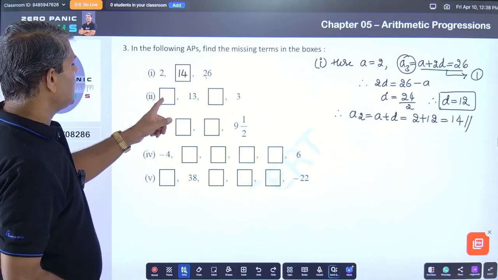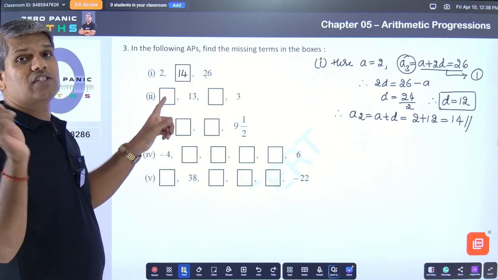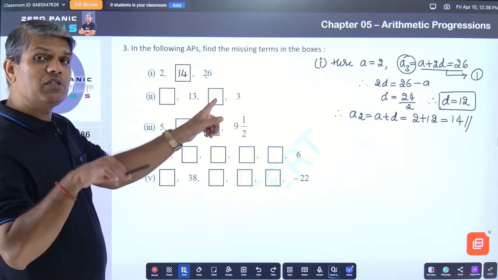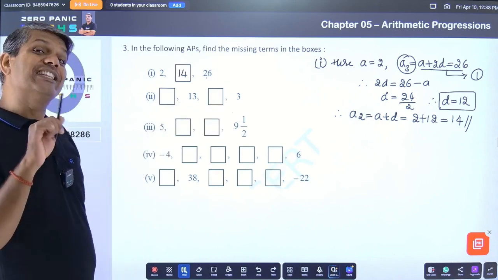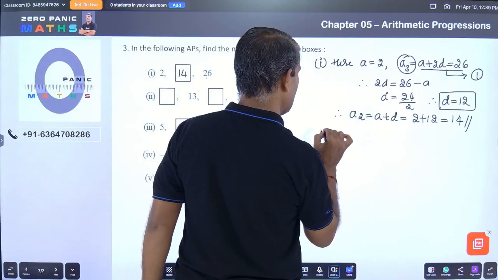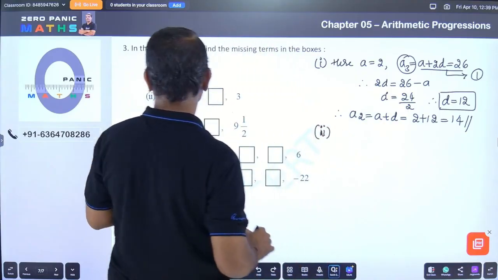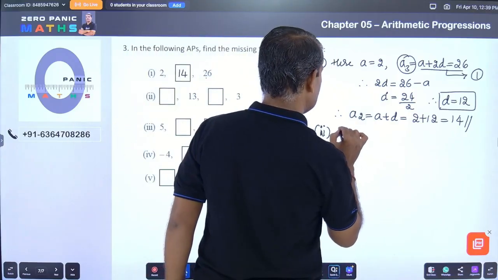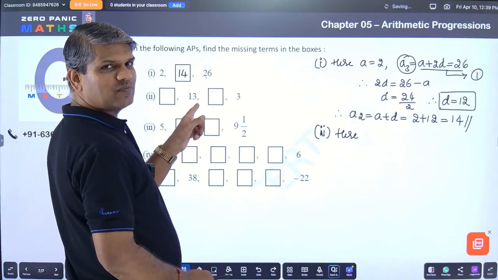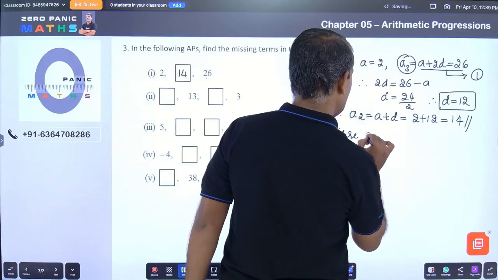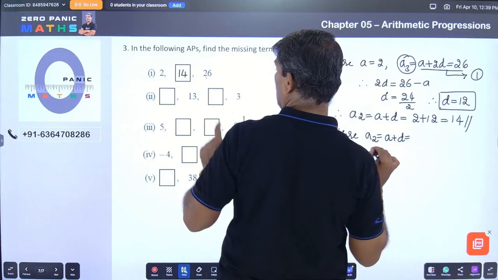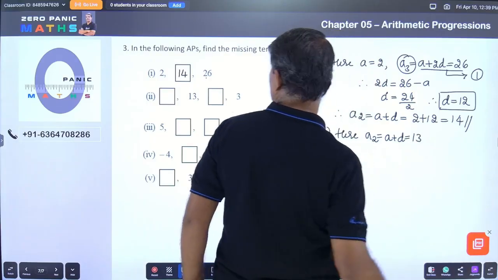Now in the second problem, they have not given the first term at all. They have given the second term, which is A plus D, and the third term is missing. The fourth term they have given, A plus 3D is equal to 3. Let us write those. In the second problem, what is given? They have given the second term, that is A2. A2 is equal to A plus D, and A plus D is equal to 13. They have given the second term.